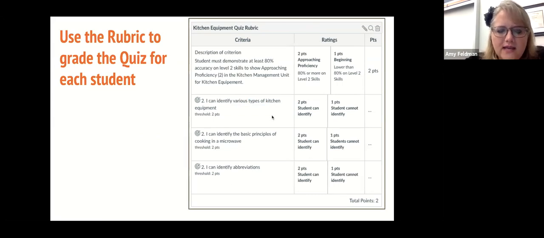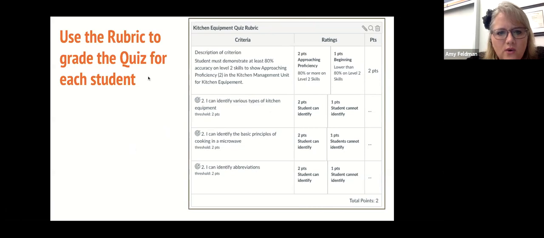Now remember, my quiz had technically 13 problems. On Canvas, it would be out of 13. But we don't want it out of 13, we want it out of 2 because this is a level 2 quiz. Are you following? So here are the 3 standards that I'm grading it on.